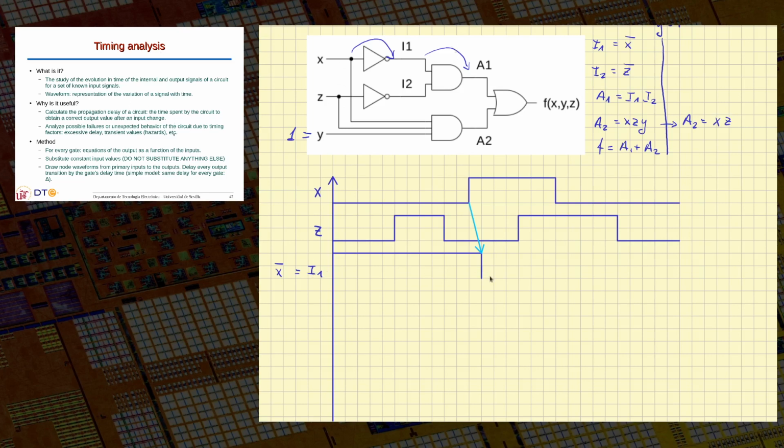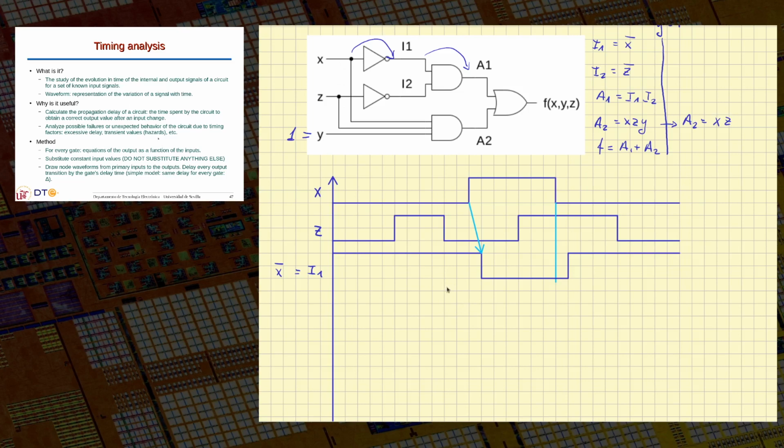I1 will be 0 now and up to the time when X changes the value again. Actually, I can mark the interesting points, okay? At this time, when X changes, this is the time I may consider to evaluate I1 again. So up to this point, it will be 0, then it will change to 1, but not immediately, but after a small delay here. And from here, it will be 1 now all the time long, okay?